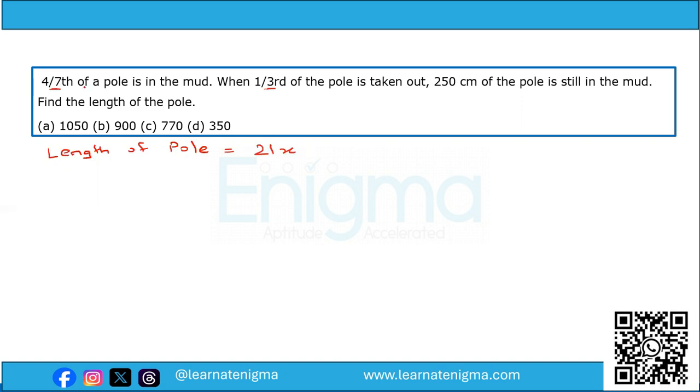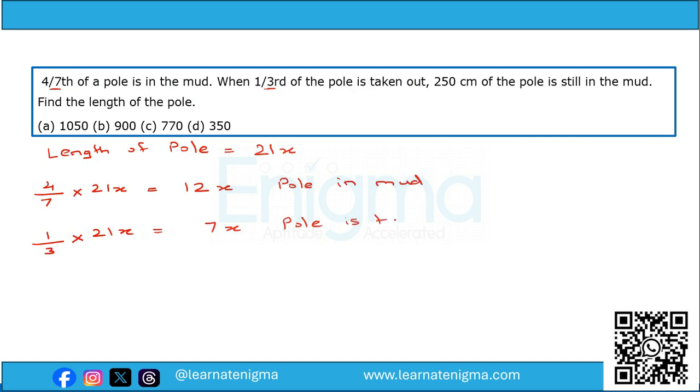Now, 4/7 of the pole is in mud. So 4/7 of 21x, that is 12x centimeters pole is in mud. Okay. 1/3 of the pole is taken out. So 1/3 of 21x, that is 7x pole is taken out.